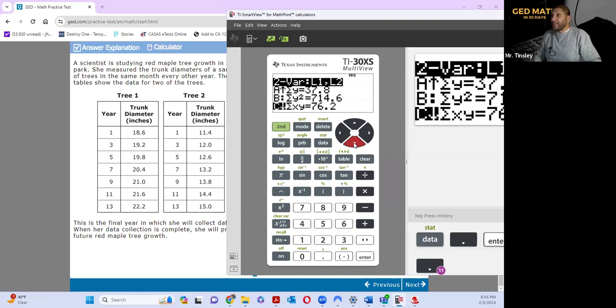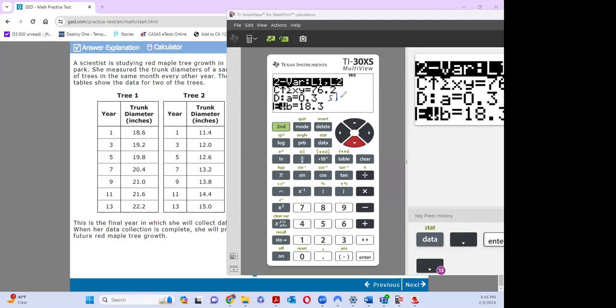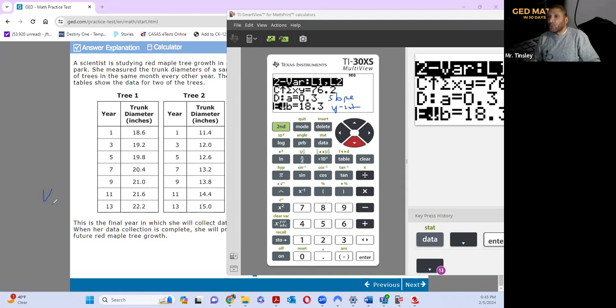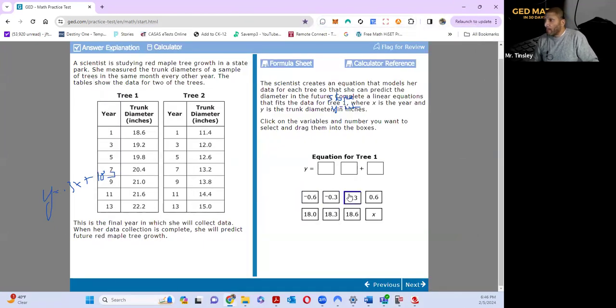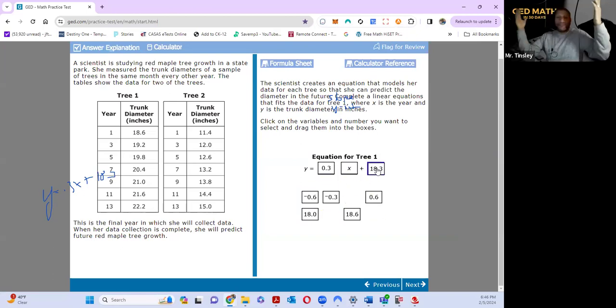Go down to lowercase a and lowercase b. Boom. My a is my slope. My b is my y-intercept. My equation is y equals 0.3x plus 18.3. Easy money, 15 seconds, I'm done. I'm feeling good about myself. I know I'm going to pass this test because when I did this at home, this problem took me 10 minutes. y equals 0.3x plus 18.3. I'm done.